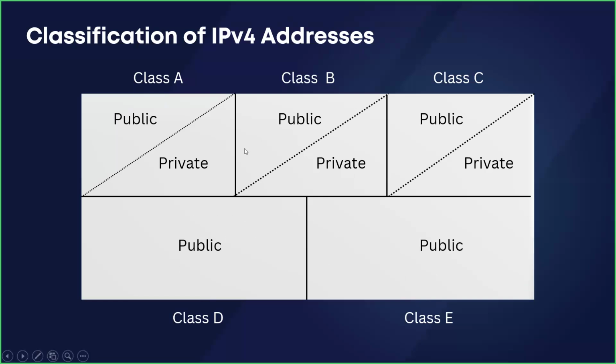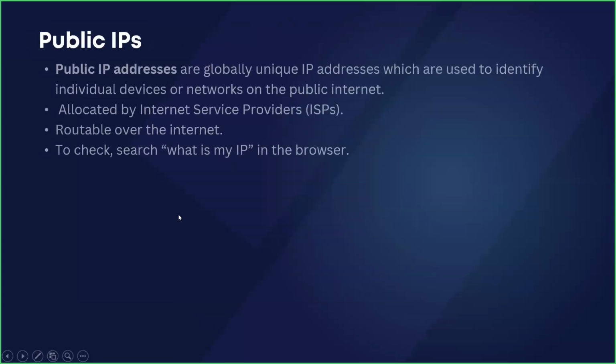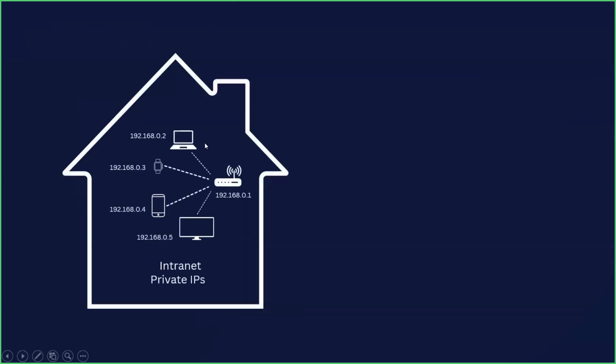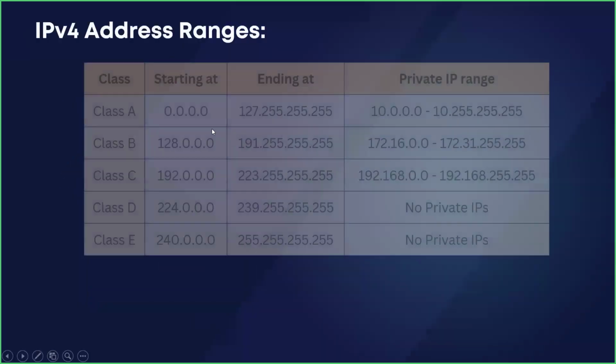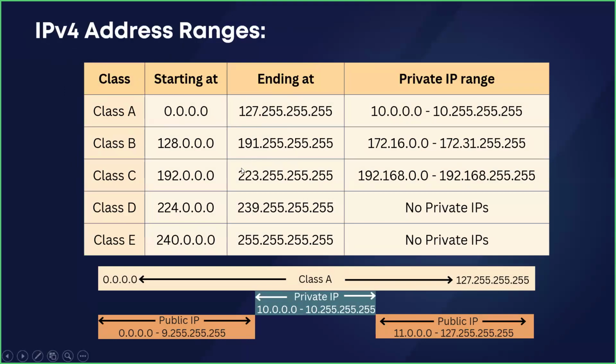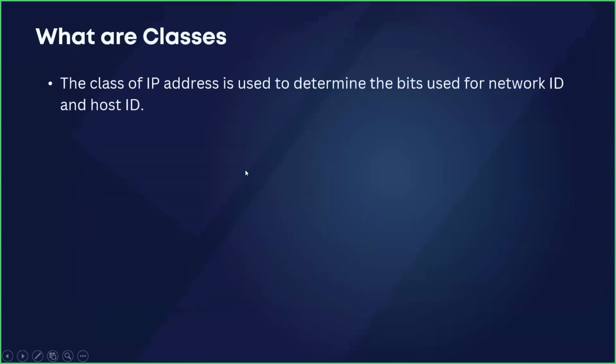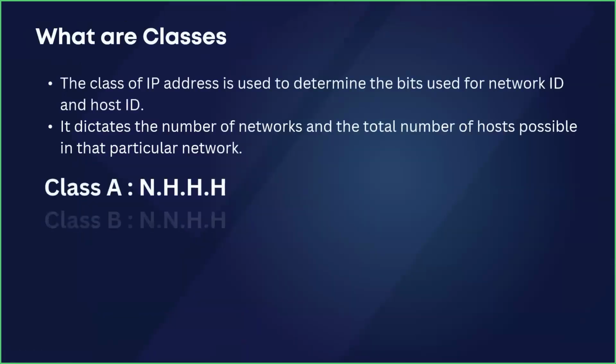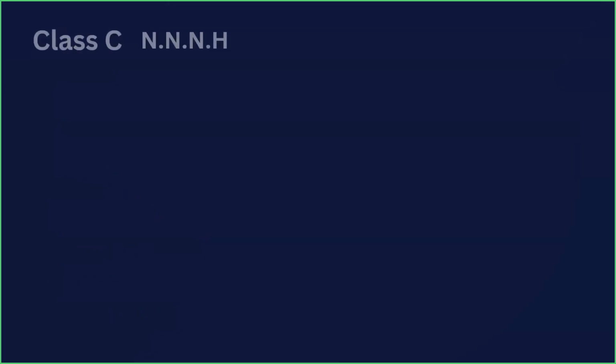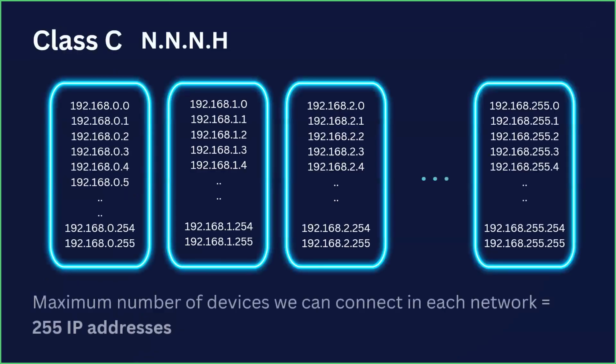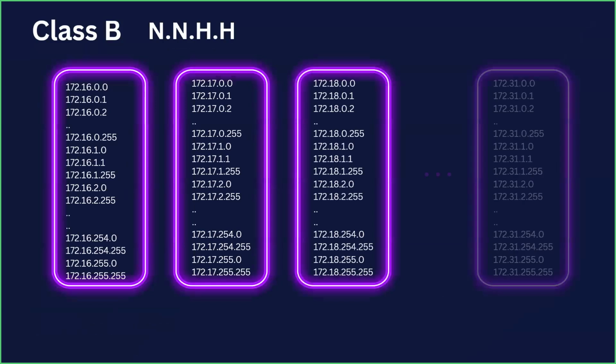In the upcoming sessions, we're going to talk about what these public and private IPs are, and where we use what category of IPs. What are classes as well? What is the range of each class? What does each class signify? Why do we have five separate classes? What do they indicate? What's the relevance of class C, class B, and class A?